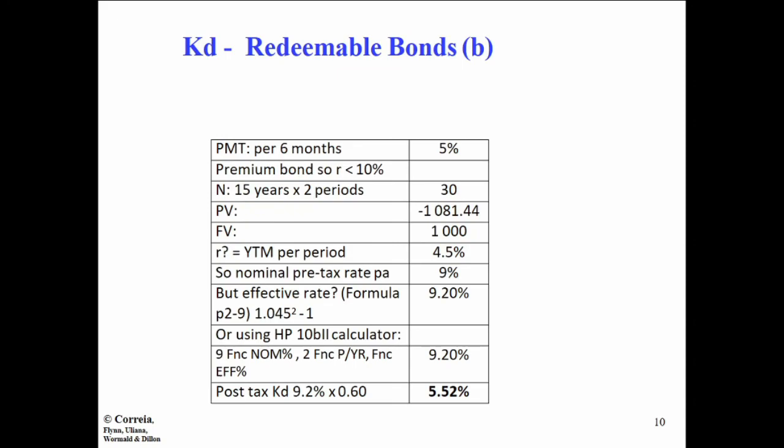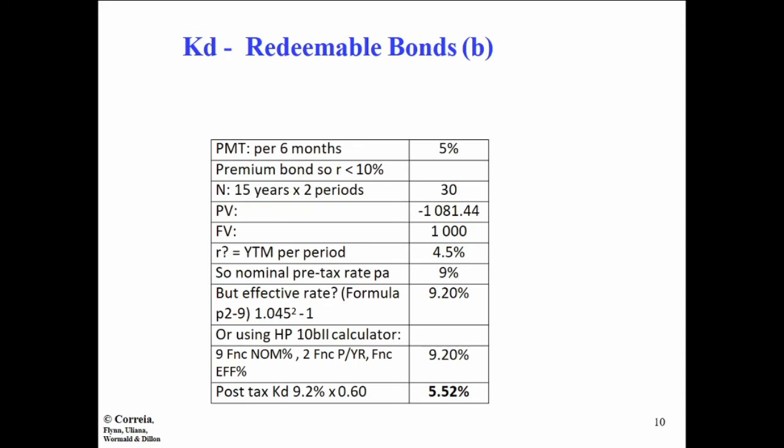So if we want to know the yield to maturity per annum, we will simply multiply that by 2. This is the nominal pre-tax rate, but we want to calculate the effective rate. So if we use the effective rate formula, we will get an effective rate of 9.2%. But remember, this effective rate is before tax.